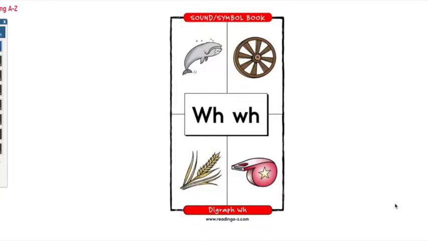Practice another digraph. This week we learned about the SH digraph, the TH digraph, and today we're learning about the WH digraph. Remember, a digraph is just two letters together that make one sound. So today our two letters are W and H. And when they're together, they make one sound. Wha, wha, wha. We're going to read this book and practice reading some words that have the WH digraph so we can practice making the WH sound.